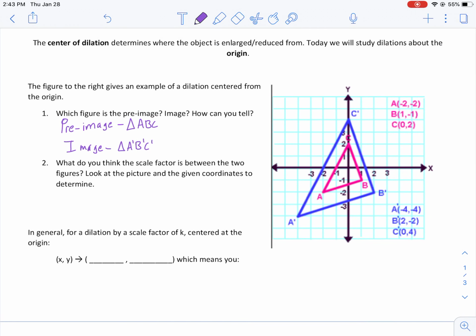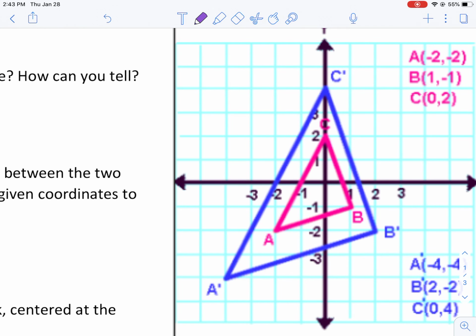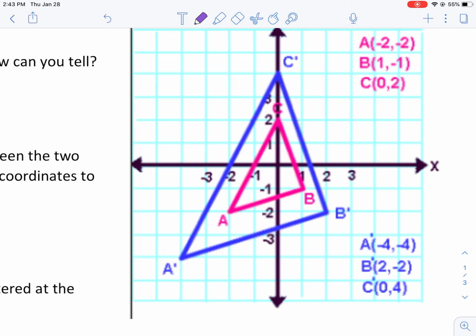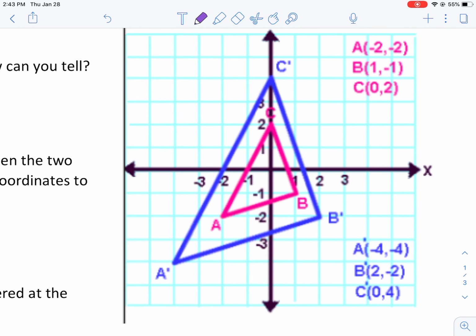So if you're looking at a picture and it says, what do you think the scale factor is between the two figures, you have to know what you're starting with and what you're ending with, right? So for this one, we're clearly getting bigger, right? The pink is the pre-image, the blue is the image, so it's getting bigger, all right? And so how can we tell how much bigger, all right? And it's all based on the coordinates, all right? And it's all based on multiplication, okay?